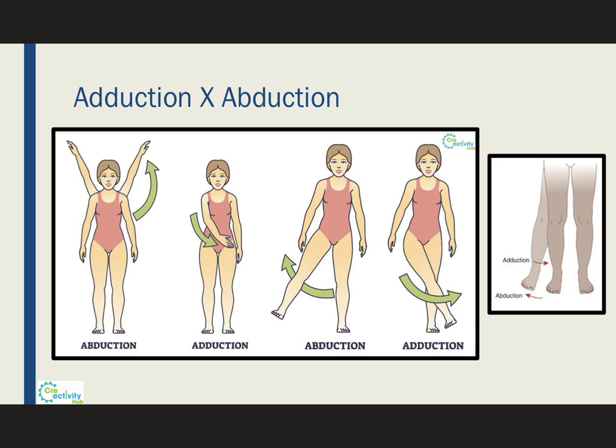Here we have examples of adduction and abduction, not only at the shoulder joint, but also at the hip joint. So our arms, when they are in an anatomical position, once you bring them up and move it sideways in the coronal plane, this means that you're taking the arm further away from the midline. So this will cause abduction.